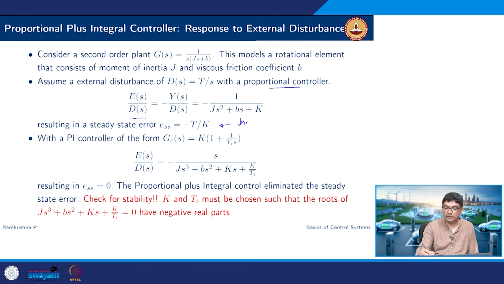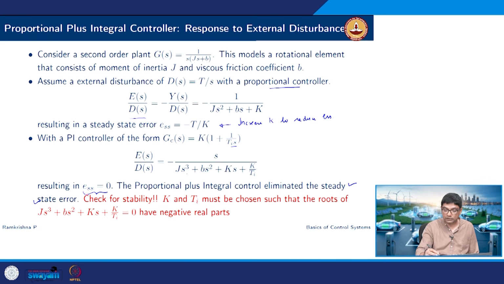The idea would be to increase K to reduce the steady state error, e_ss. Now, if I put an integral control, my system type raises to 1, resulting in a steady state error of 0. So the proportional plus integral control helped eliminate the steady state error. But what we have to be careful about is to check for stability.